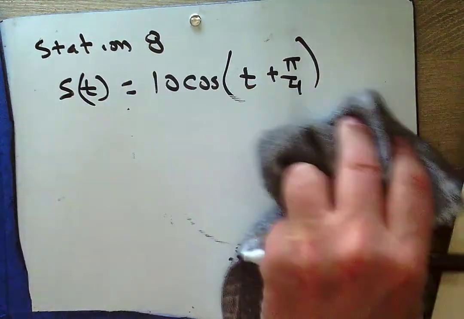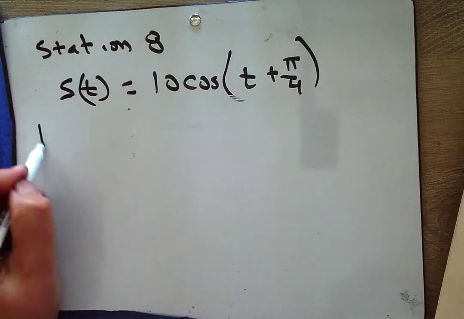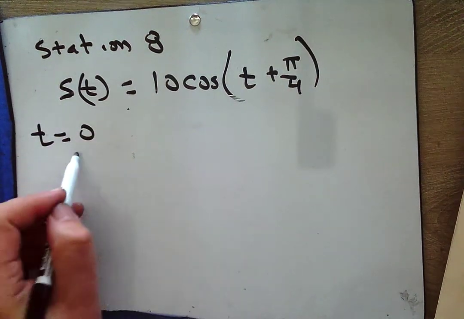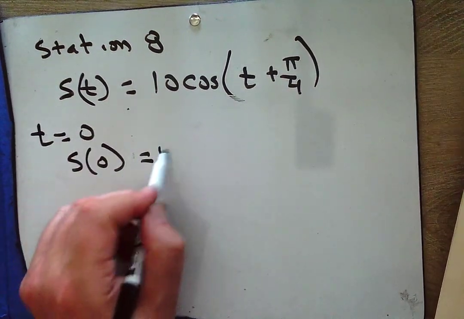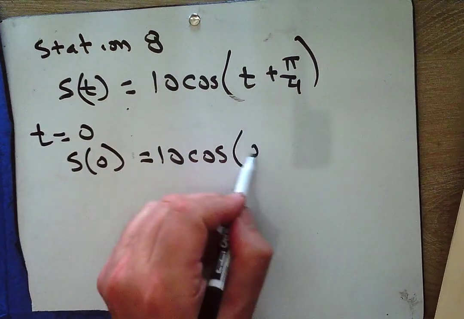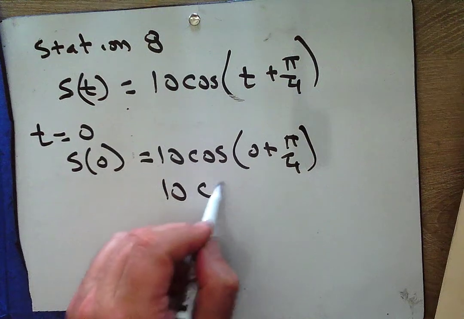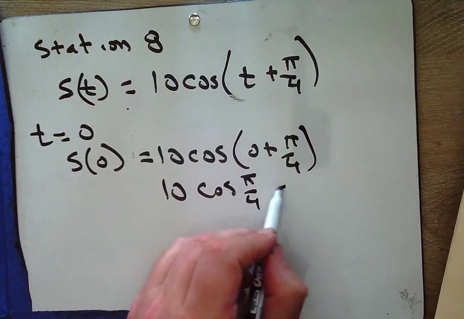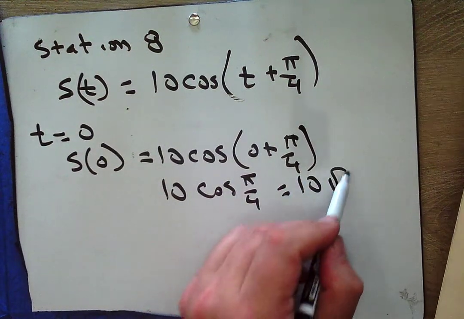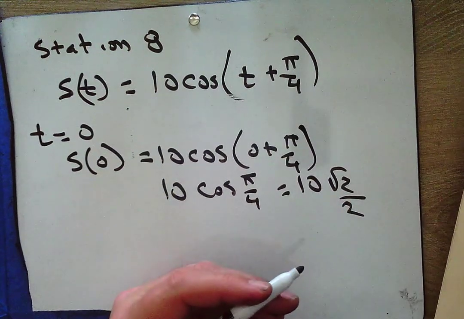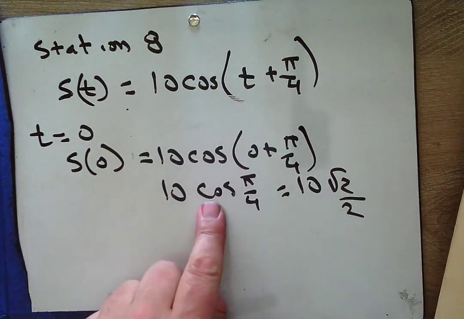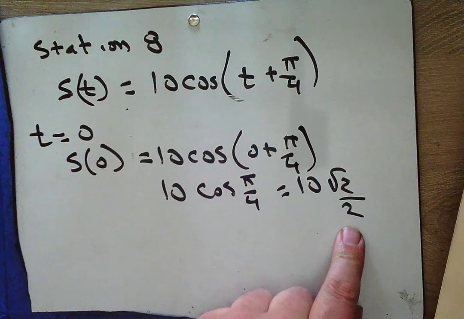What is the particle's initial position? Well, initial position means position at time equal to 0. So I want to know S of 0. 10 cosine 0 plus pi over 4 is 10 cosine pi over 4. Cosine of pi over 4 is root 2 over 2. See, look, you've got to know that the cosine of pi over 4 is root 2 over 2.